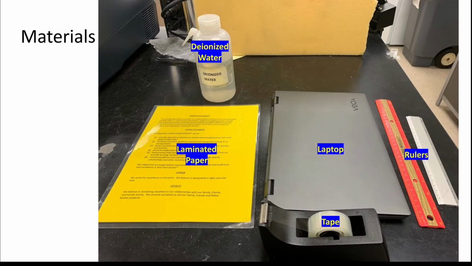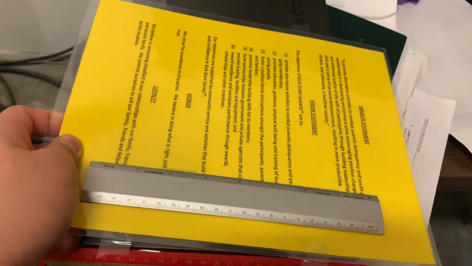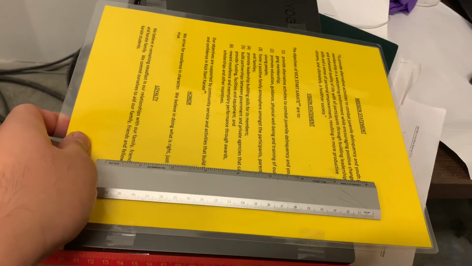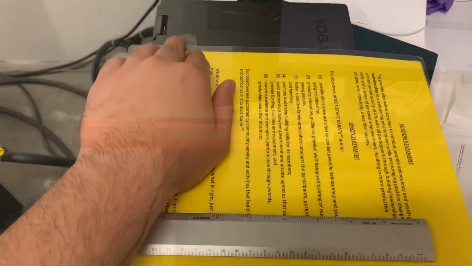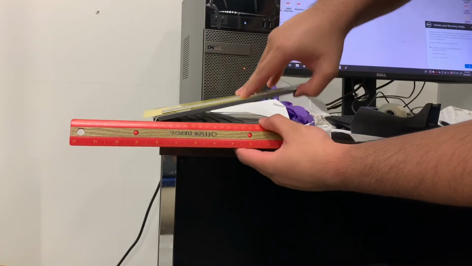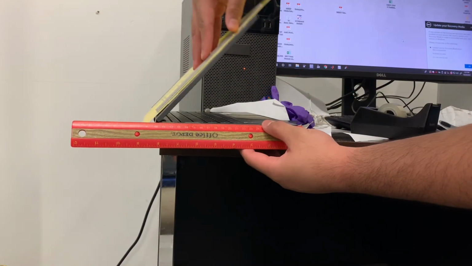So here are my materials. I have my laptop, some tape and rulers, and a laminated piece of paper, and I'll be using deionized water for my liquid droplet. So here, I tape the rulers to my paper and laptop, and also tape the paper onto the head of my laptop. My laptop is free to turn as such.